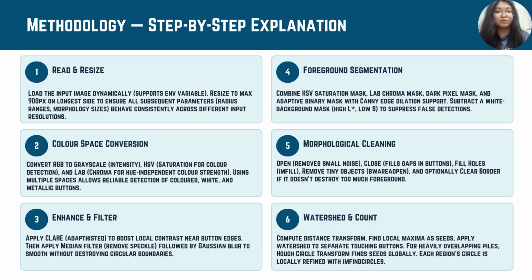Thank you, Song. I'm Celine Hu. For this slide, I'll explain the overall methodology. First, the input image is read and resized so the processing is consistent. Then the image is converted into different color spaces such as grayscale, HSV, and LAB. After that, enhancement and filtering are applied to reduce noise and improve the button edge. Next, foreground segmentation is used to separate the buttons from the background. Morphological cleaning is then applied to remove small noise and fill holes. Finally, watershed separation and circle detection are used to separate overlapping buttons and count them accurately.